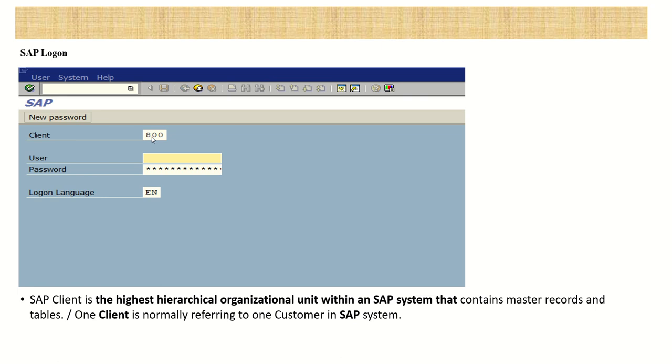Whenever you log in, the first is the client, which is the highest hierarchical organization unit, and then you have to enter the user ID and password. By default, the logon language will be EN, that is English. It is also possible to log in with some other language like German, D. Those are the parameters of the logon screen. Till now, all I explained on the PPT. Now I will log into the actual SAP system and show all these details.